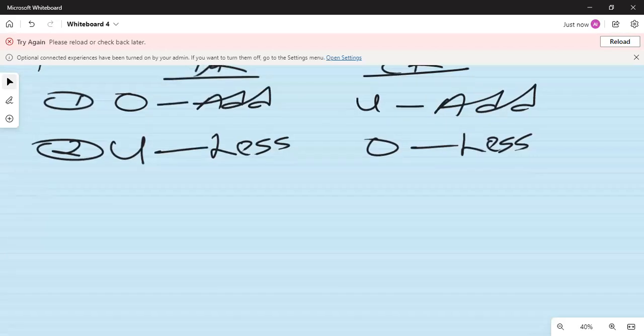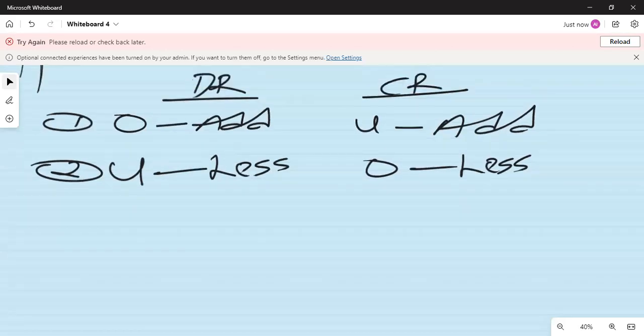If that item is going to be on the debit side of the trial balance and it is over, add. If the item is on the debit side and it is under, less. If it is going to be on the credit side of the trial balance and it is under, you add. If it is on the credit side and it is over, you less. It's as simple as that.